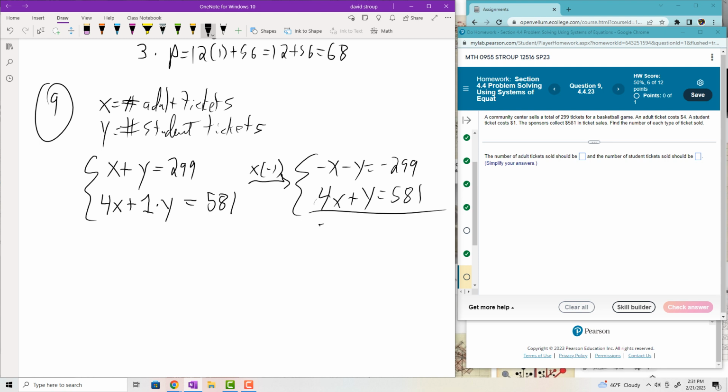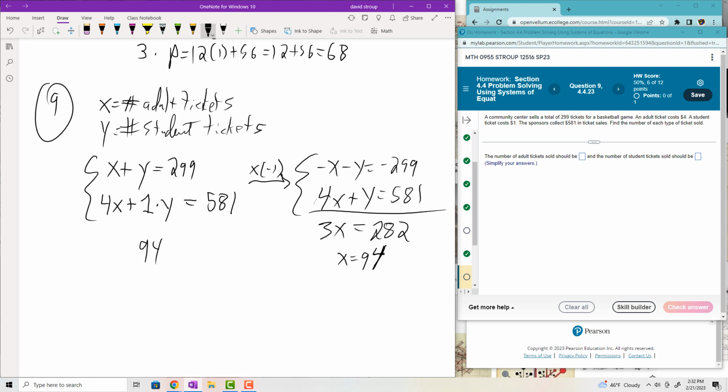4x minus x is 3x, the y's cancel. And on the other end, 581 minus 299 is going to be 282-ish. And then divide by 3 is 94. So it looks like they sold 94 adult tickets.